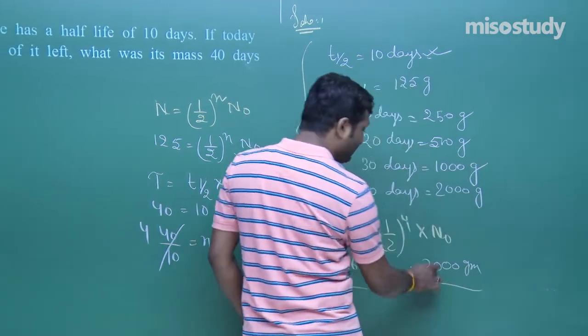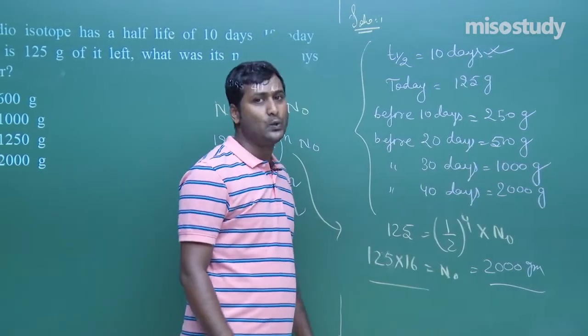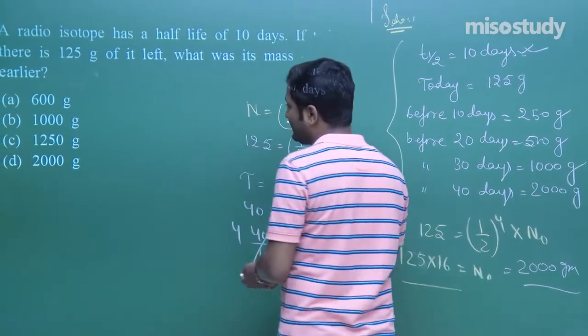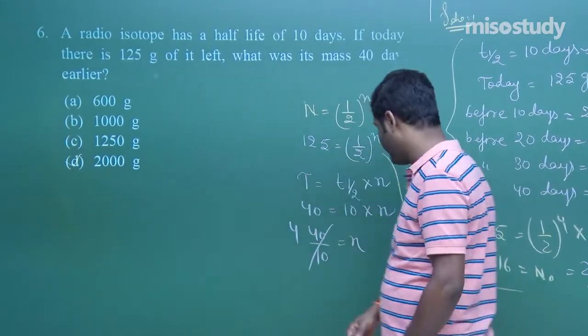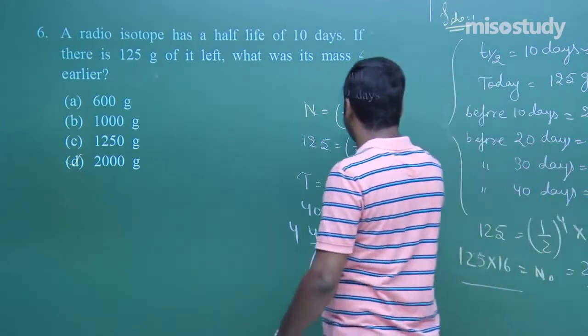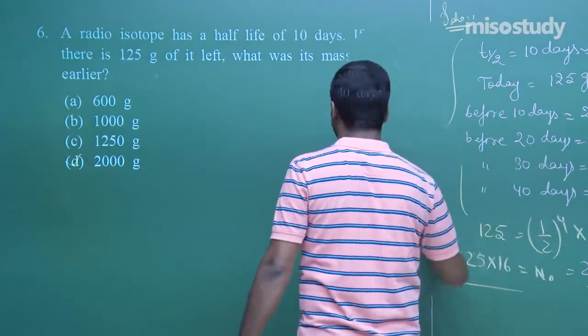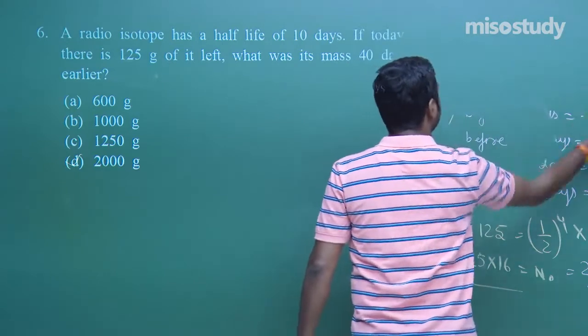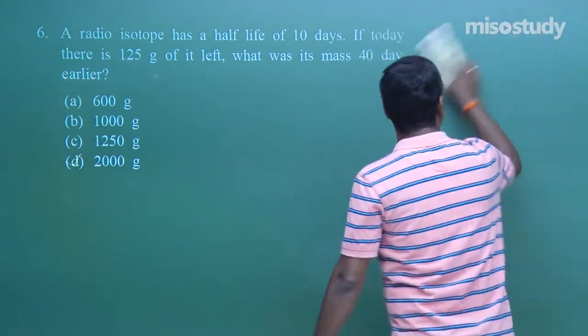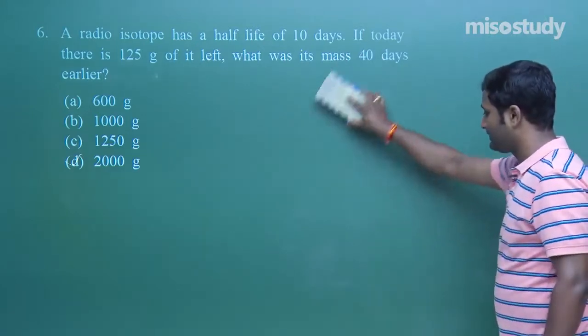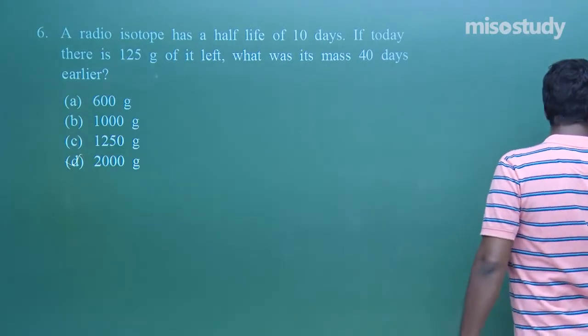So whatever the technique, you can get the answer. The answer in this case, my friend, that is 2000 gram. For question number 6, we say the answer is 2000 gram. I hope now you can easily solve such kind of questions. Wait for a moment, give me few seconds. I think definitely it will help you a lot.